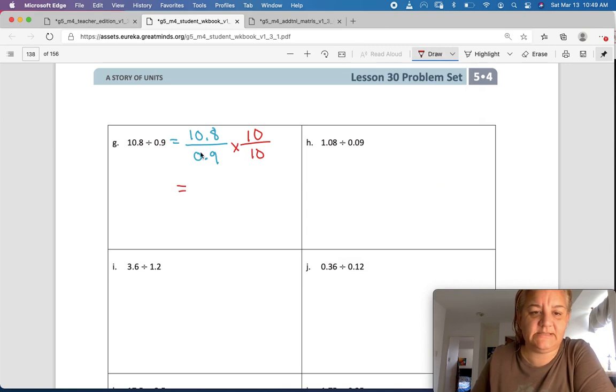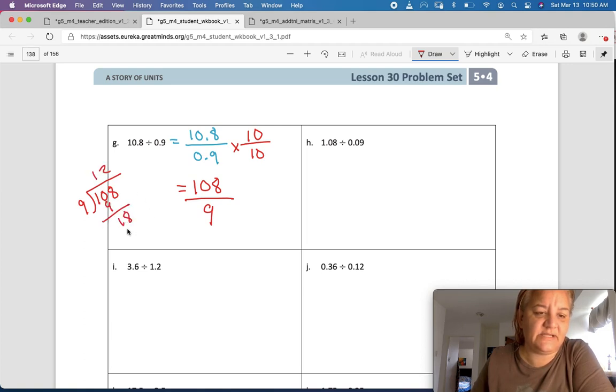Okay, my new answer is 108 over 9. So 108 divided by 9, that goes 1 time, 9, and that is going to give me 18 left over, and that goes 2 times. So my answer is 12.